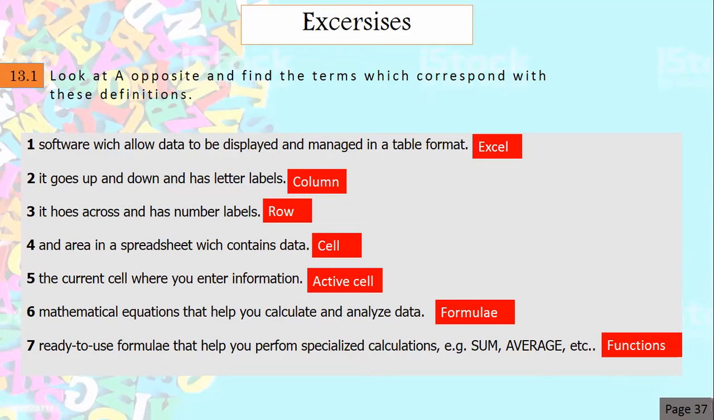2. It goes up and down and has letter labels. It is the column. 3. It goes across and has number labels. It is the row. 4. An area in a spreadsheet which contains data. It is the cell. 5. The current cell where you enter information. It is the active cell.